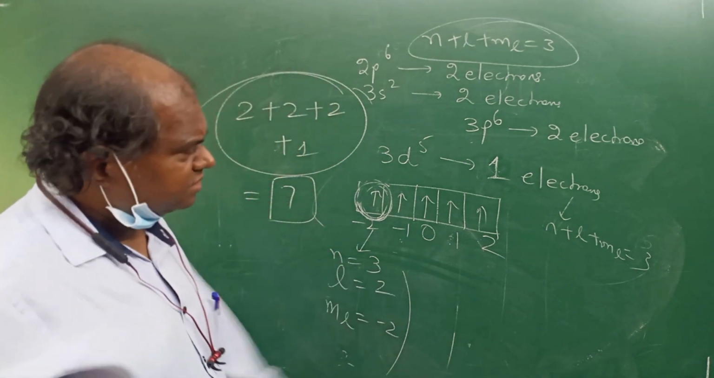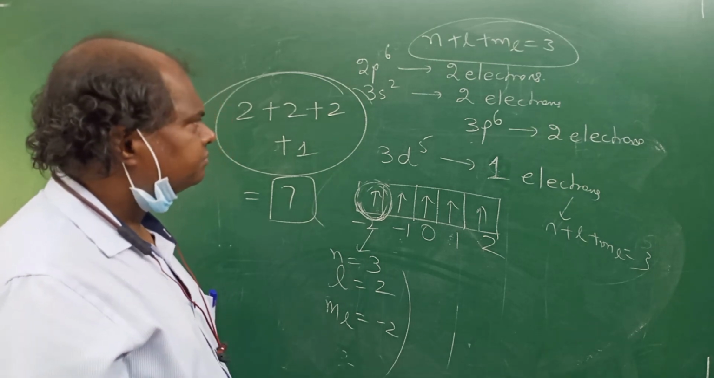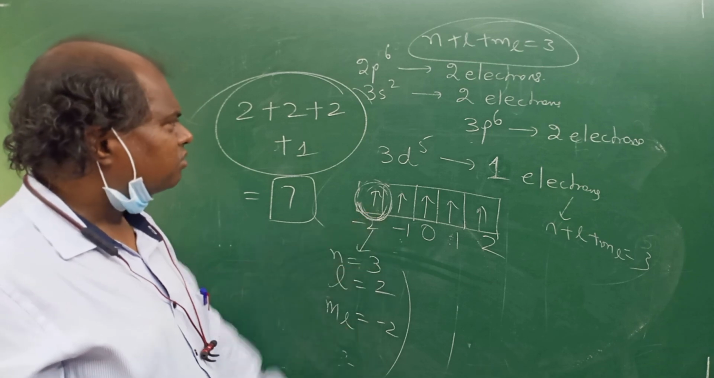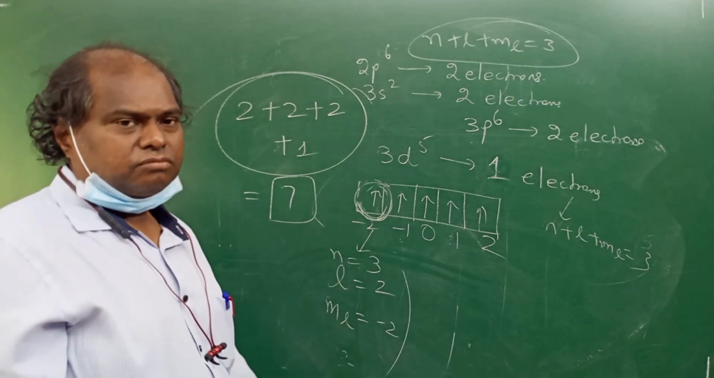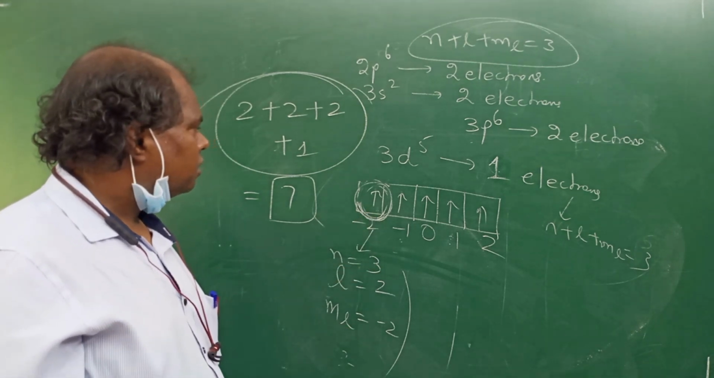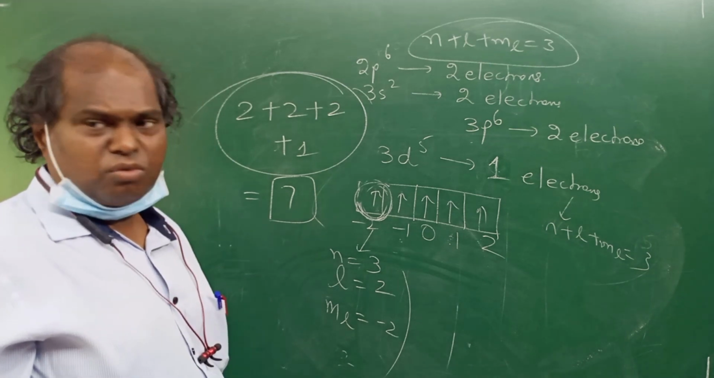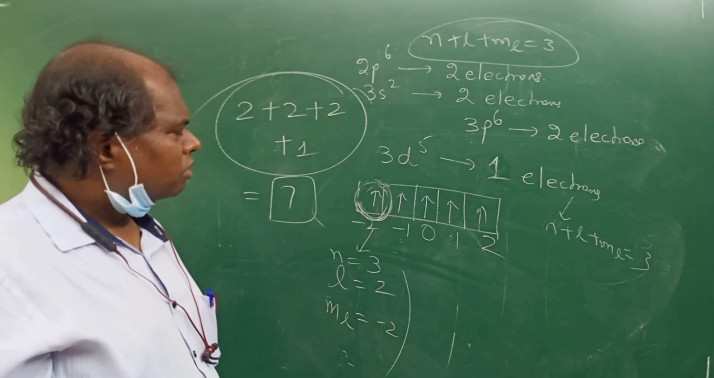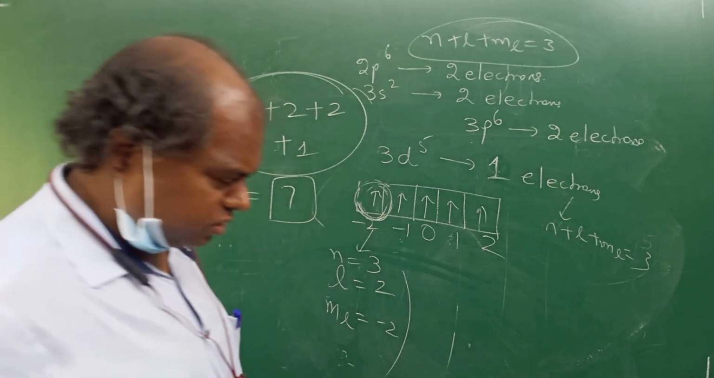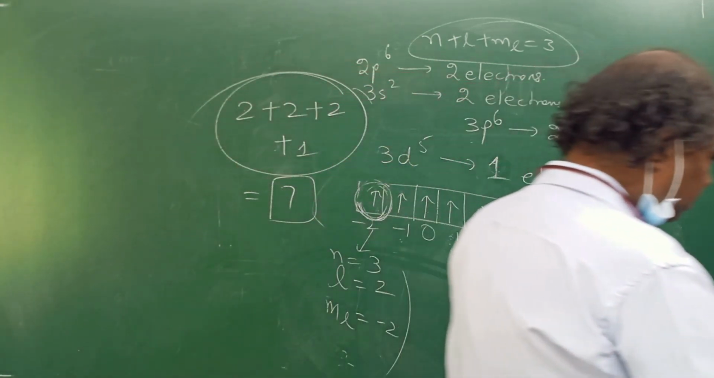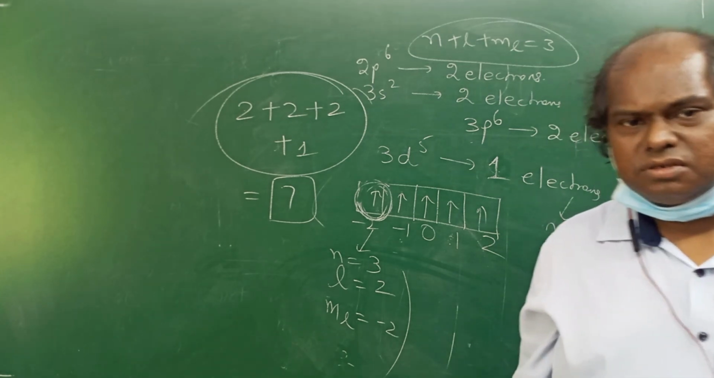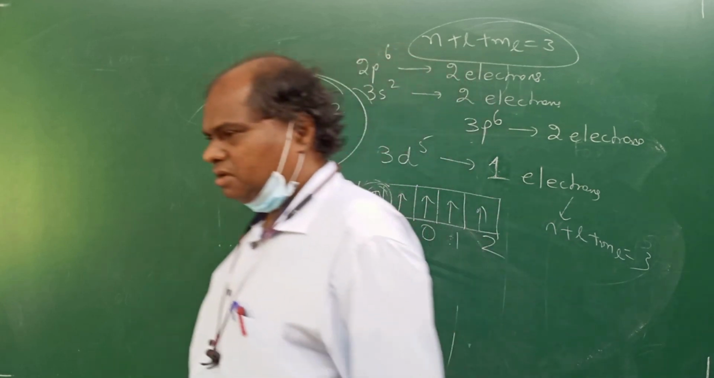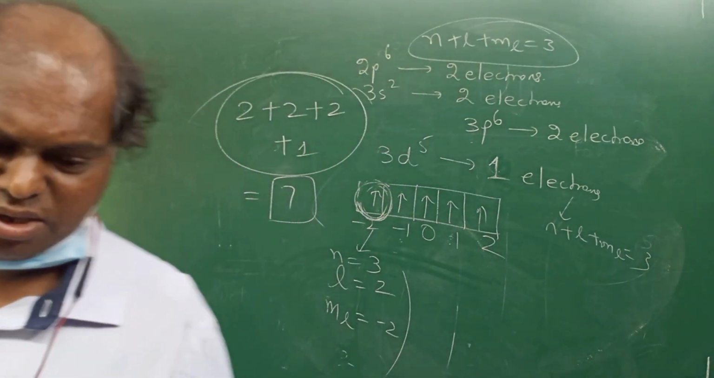So students, you do more practice in this, very important. I hope you're getting it. For 3d5, only 1 electron, right? Okay, students, you do more practice in this. We'll continue this next time. You can do more practice from your textbook, whatever you have got, Achyuta book, because these questions come frequently, right?